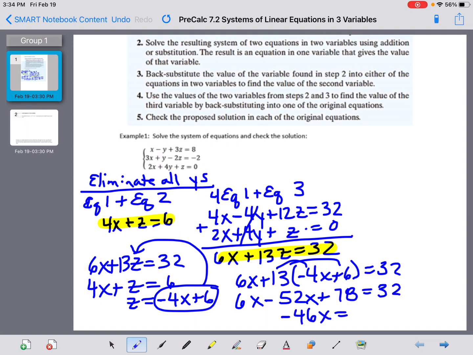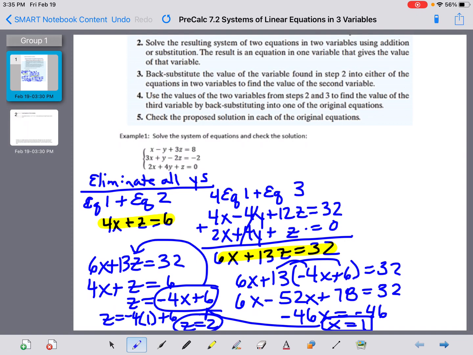All right, that will give me a negative 46x. I'm going to subtract 78 to the other side, which gives me negative 46. At least I don't get a decimal or a fraction. And I get x equals 1. Okay, that's 1. I'm going to substitute it back in over here. So z is going to be negative 4 times 1 plus 6. Negative 4 plus 6 is 2, so z equals 2.